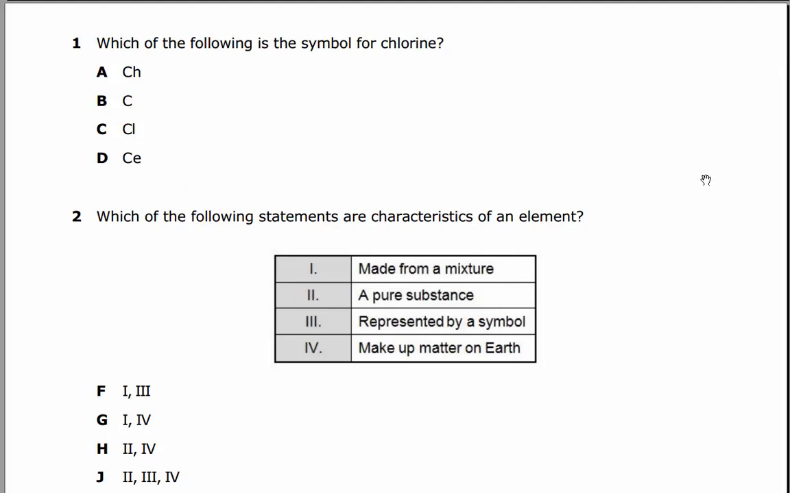Number 2. Which of the following statements are characteristics of an element? Is it 1, made from a mixture, 2, a pure substance, 3, represented by a symbol, 4, make up matter on Earth? The answers are F, 1 and 3, G, 1 and 4, H, 2 and 4, or J, 2, 3, and 4.